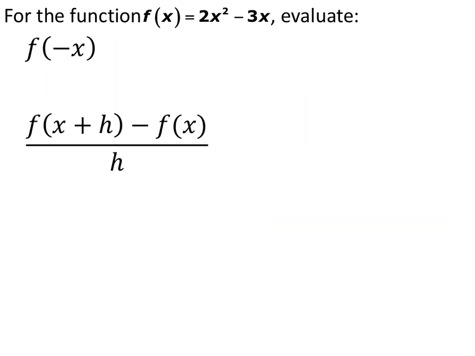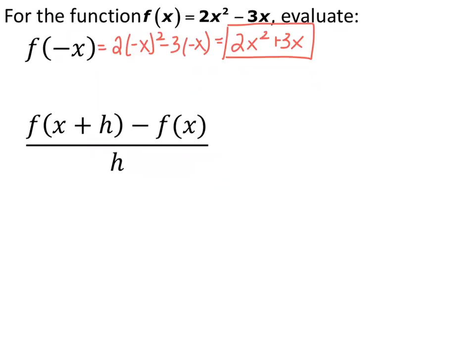So we have the same function again, so go ahead and pause the video and try f of negative x. So replace every x with the opposite of x. You get 2 times the opposite of x quantity squared minus 3 times the opposite of x. Negative x quantity squared is just x squared, so you end up with 2x squared plus 3x.